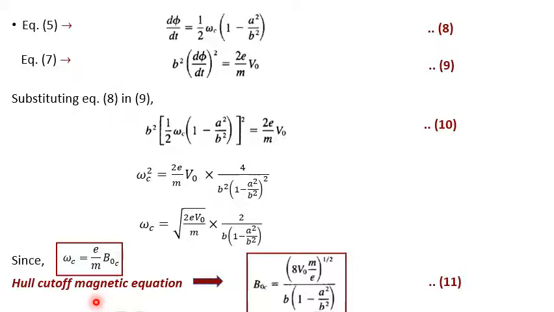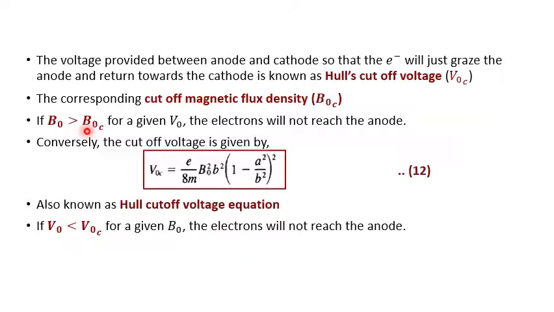So it gives you the value of magnetic field for a given V naught for which your electron is not going to reach the anode, okay, but it's going to come back to the cathode. So once you find the critical magnetic field, if the magnetic field B naught is greater than B naught c for a given V naught, we know that the electrons will not reach the anode. So now the Hull cutoff voltage is defined as the voltage that must be provided between the anode and the cathode so that the electrons will just graze the surface of the anode and return towards the cathode.